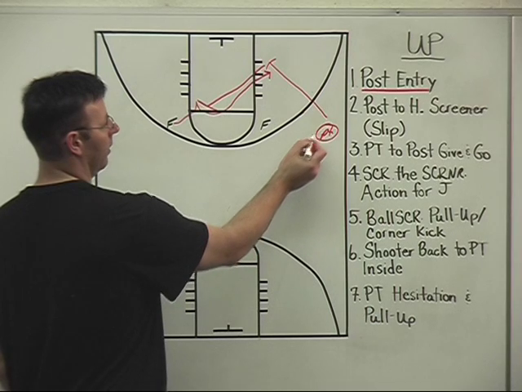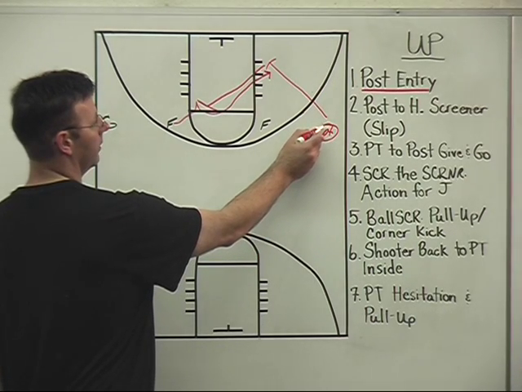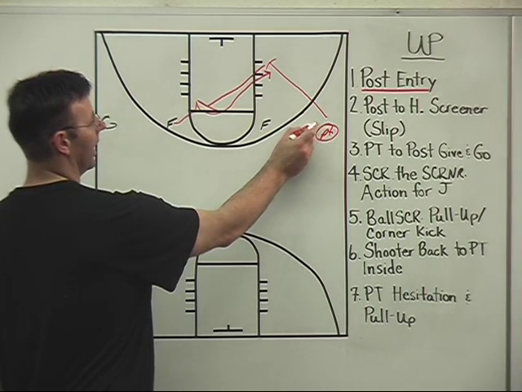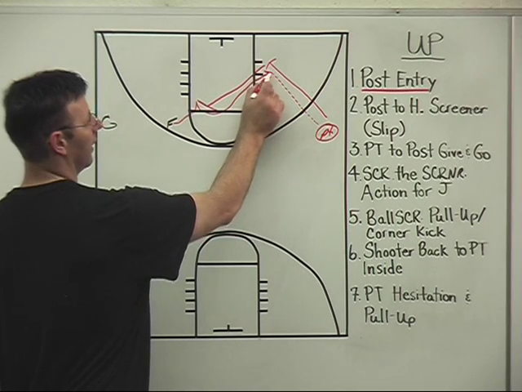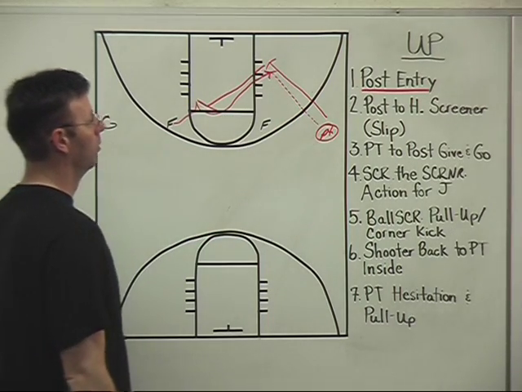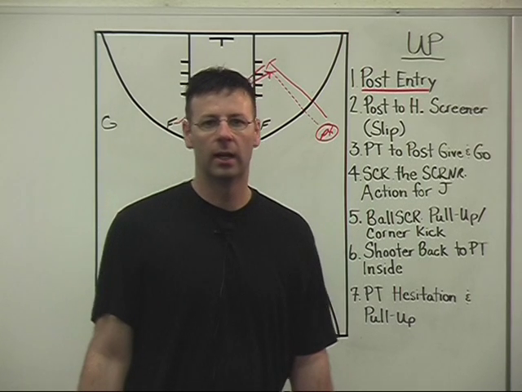We end up getting a post entry pass from our point to our weak side flash. We get a nice isolation right there. Post entry, first option on up.